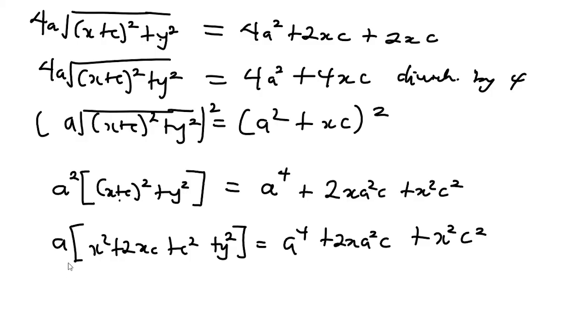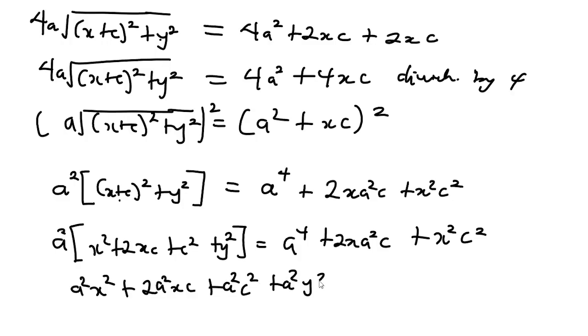Now let's see, we can multiply through by what? So this is a squared by a squared. We have a squared x squared plus 2a squared xc plus a squared c squared plus a squared y squared being equal to a to the power 4 plus 2xa squared c plus x squared c squared. Now this and this is gone.